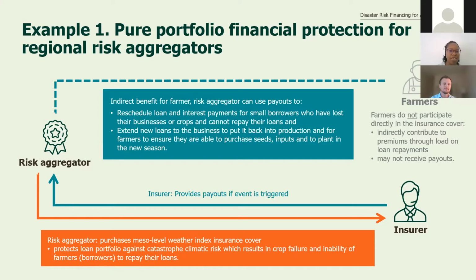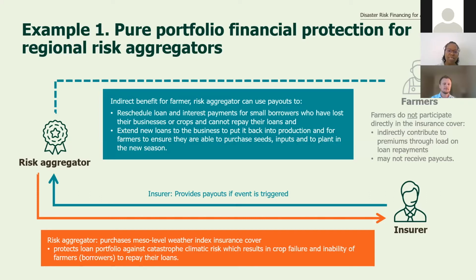So when a catastrophic climate event occurs that results in farmers being unable to repay their loan, there's a payout that's triggered to the aggregator. And the aggregator can use the payout to indirectly benefit the farmers. This can be either through rescheduling their loan and interest repayments or through extending new loans that allow the farmers to continue production. In some cases, we see farmers may receive payouts, and in some cases also there's evidence that the aggregator may include a portion on the loan repayment for a contribution into the premium that they pay to the insurance company.